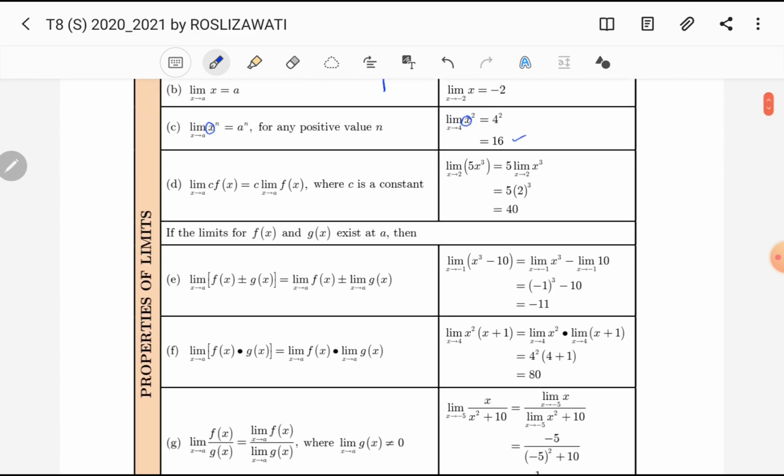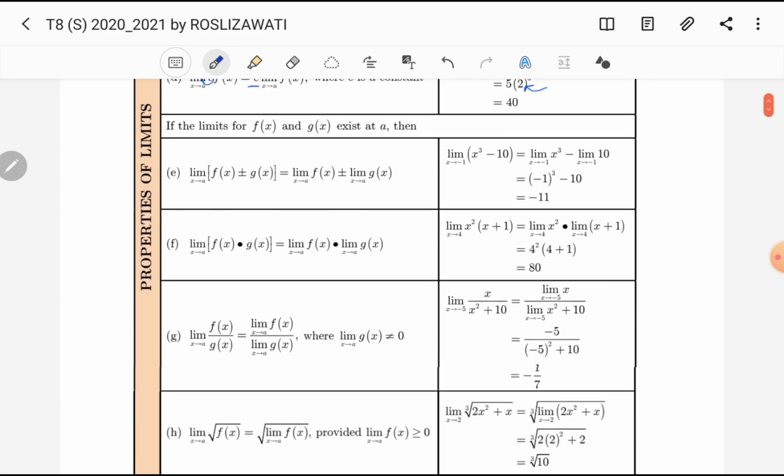Okay, next. Limit c times fx. So c is a constant. So we can write as the coefficient. So it becomes c times limit fx as x approaches a. Okay, this is the example. Okay, 5x cubed, we write 5 in front here. So 5 limit x cubed as x approaches 2. So tempat x ni, tempat x kita akan replace dengan 2. So 5 times 2 cube.